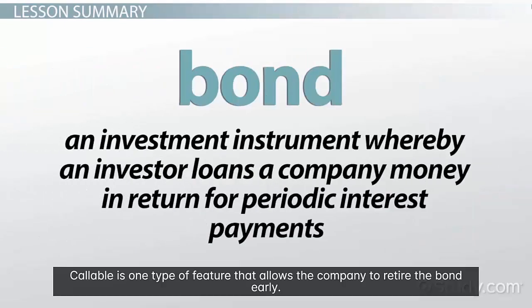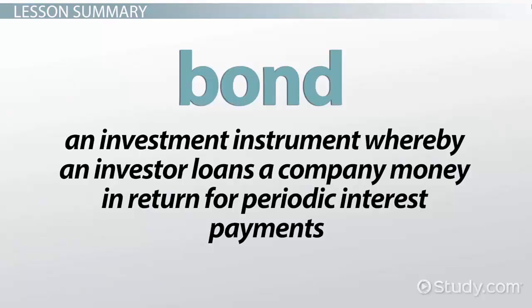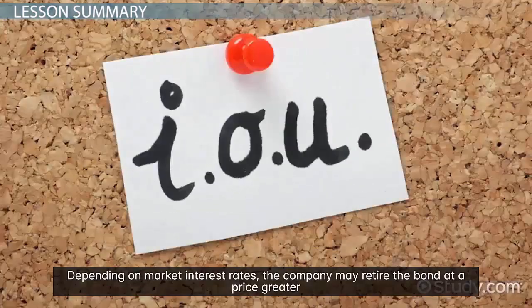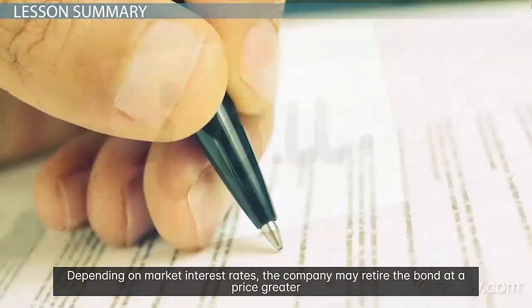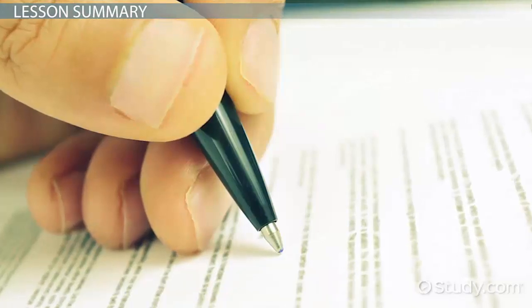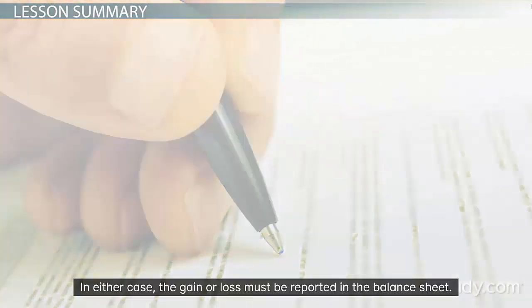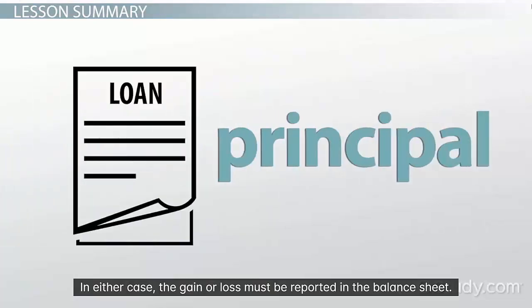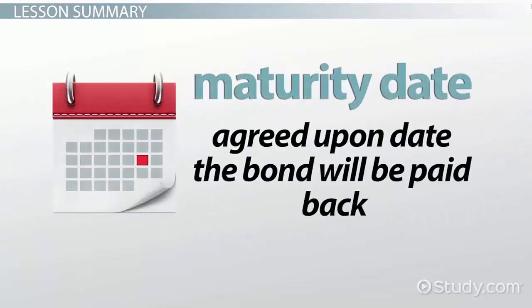A bond is an investment instrument whereby an investor loans a company money in return for periodic interest payments. Bonds are similar to an IOU. A bond is a contractual arrangement between a company and investor whereby the investor loans the company money. The loan is considered the principal. The agreed-upon date the bond will be paid back is called the maturity date.